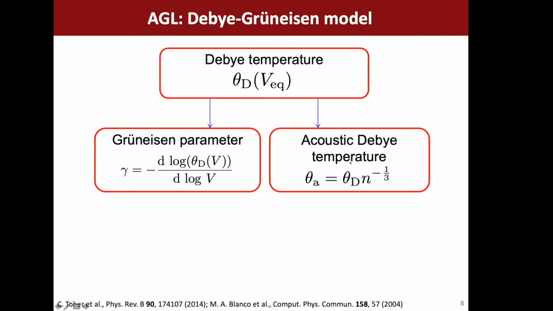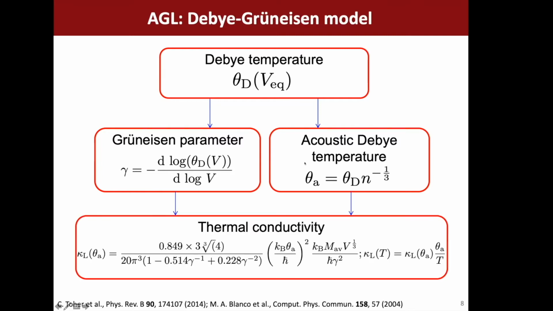You can calculate what's called the acoustic Debye temperature. This is the Debye temperature if we only assume that the acoustic phonon modes are contributing. These are the lowest frequency vibrational modes. So we can approximate this acoustic Debye temperature by taking 1 over the cube root of the number of atoms per cell.